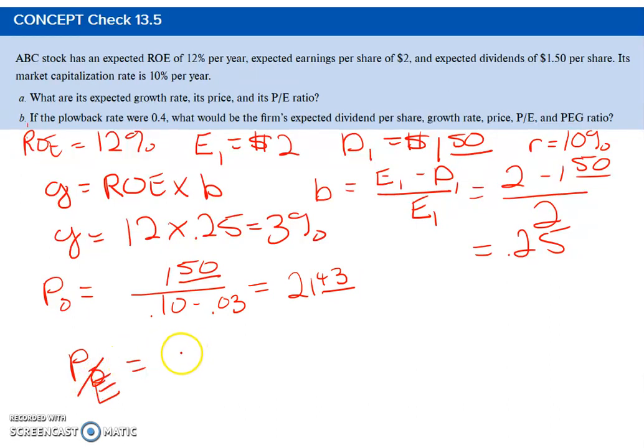So now our PE is simply our price, $21.43, divided by our earnings of $2, so that is $10.71.